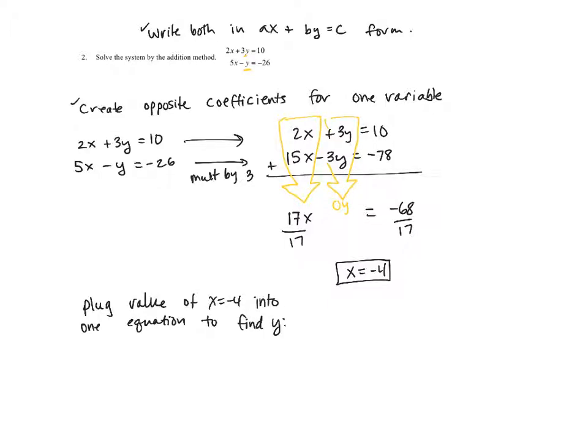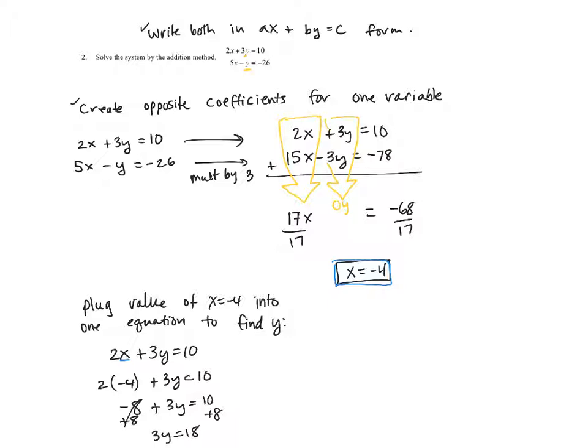Okay, so I'm just going to choose one of my equations, 2x plus 3y equals 10, and I'm going to take that value that I just found and we'll just plug that right into x. So we've got 2 times x, which is -4, plus 3y equals 10. So -8 plus 3y equals 10. Adding 8 to both sides, we would get 3y equals 18. And dividing through by 3, we would get y equals 6.